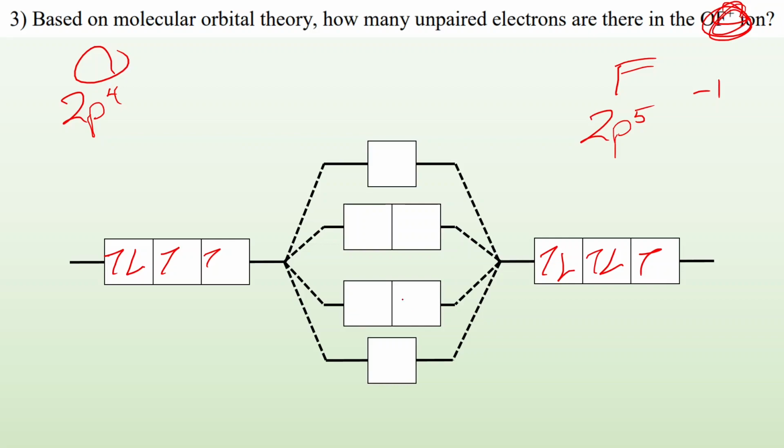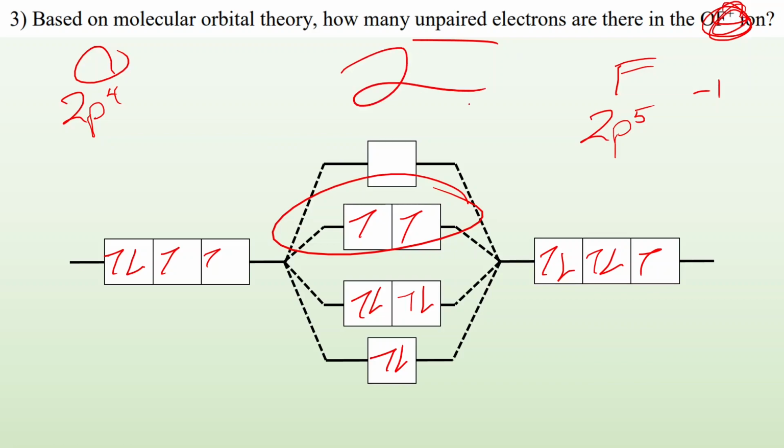So let's fill in. We have a total of 4 plus 5, 9 electrons, minus 1. So we go 1, 2, 3, 4, 5, 6, 7, 8. And then we would have a 9th, but that plus 1 charge tells me it's not there. So how many unpaired electrons are in OF plus? We got 2 unpaired electrons in that molecular orbital diagram.